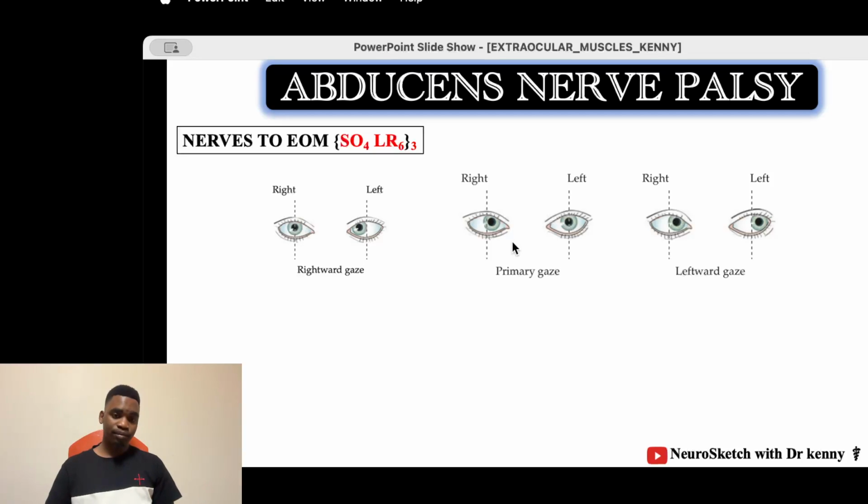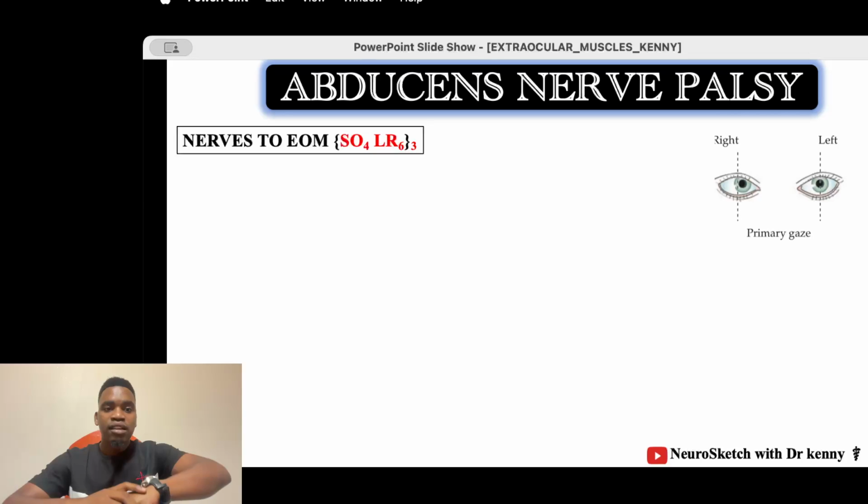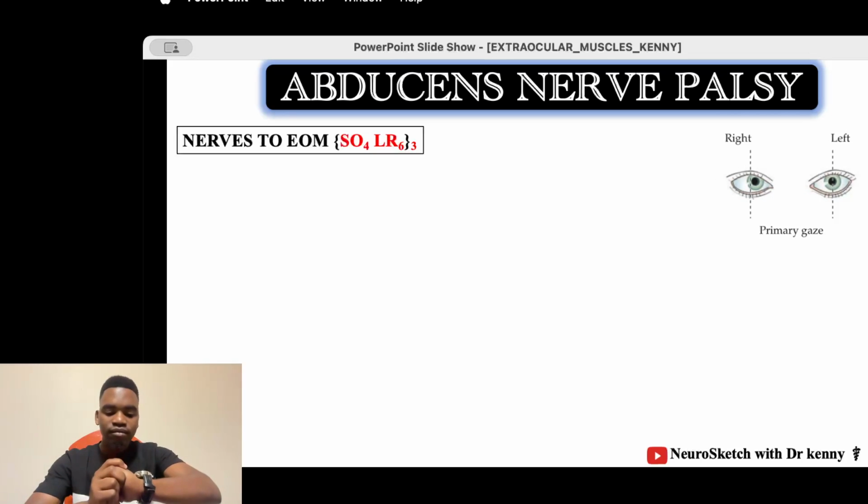So next time you see the patient with this gaze, you cannot conclude that the problem is the right lateral rectus. Why? Because if this patient is looking to the left side, the problem is on the left lateral rectus, because he failed to abduct. So you really need to know the gaze of the patient. So let me tell you something here to summarize.